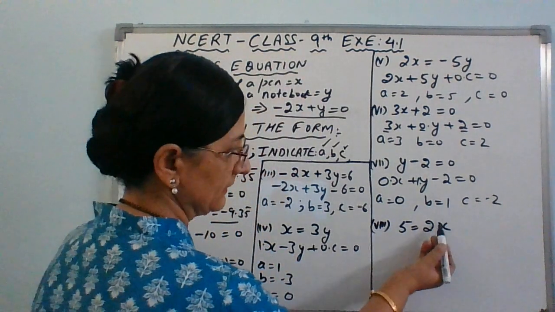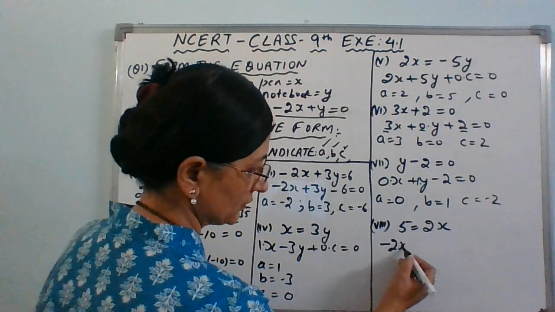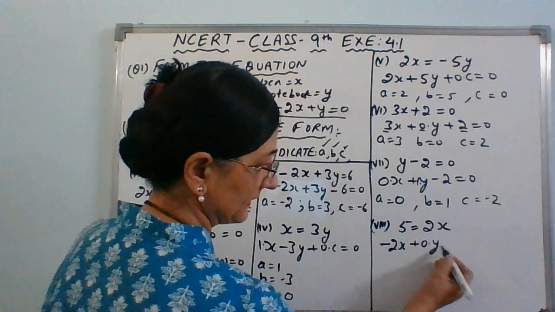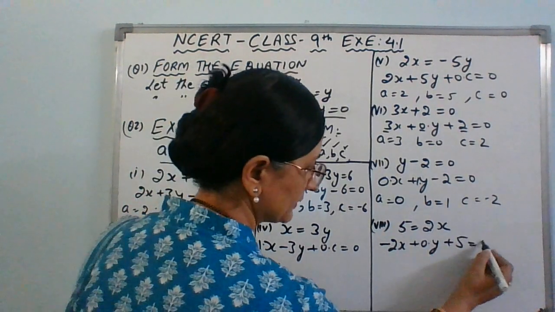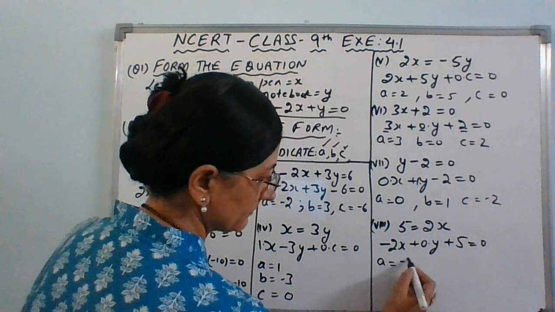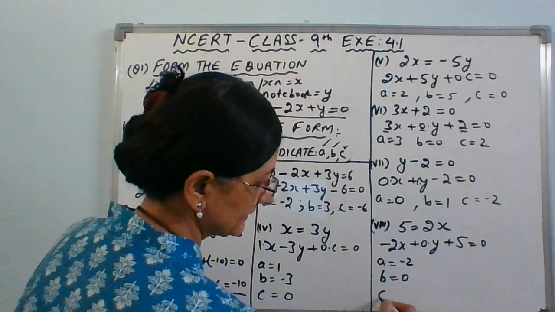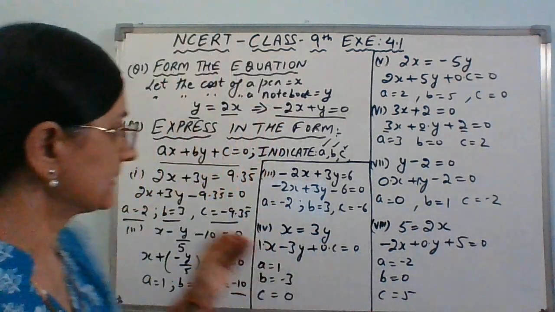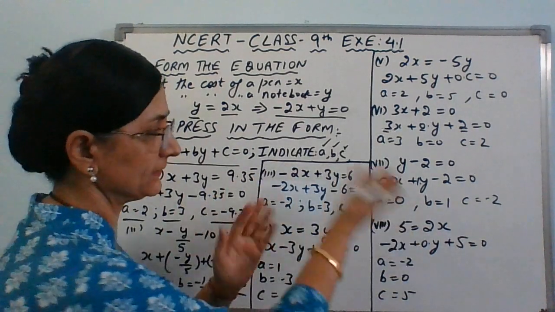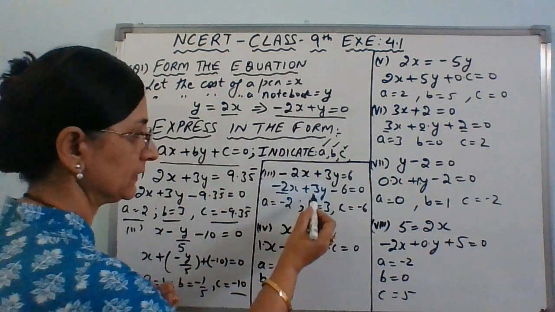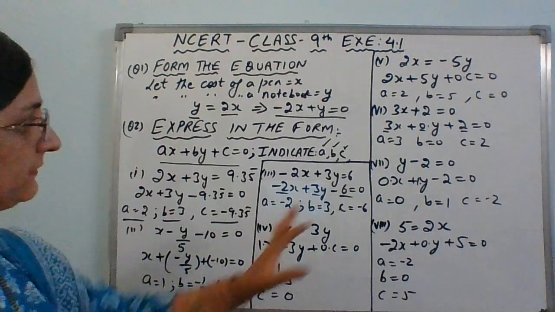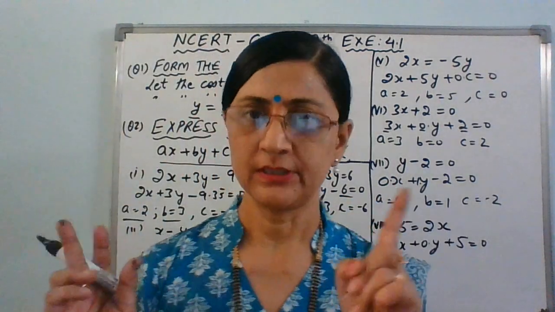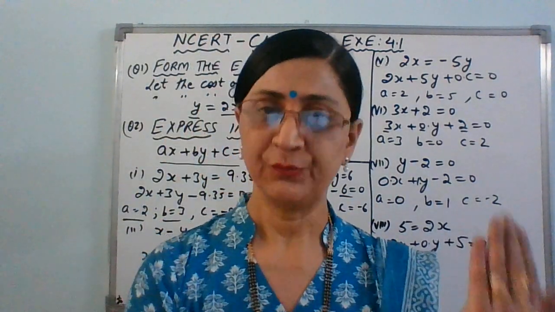Last question is left. Bring x to the left side with a change of sign. We don't have y. Y की जगह 0 डालो. 5 already it was there. Compare करो. A is minus 2 and b is 0 and c is 5. So this exercise was very simple, right? Just reduce into general form, right में है terms left में लिखा और फिर compare करके देखो what is A, what is B and what is C. There were 8 parts. So I'm done with this 4.1. So let us start 4.2.